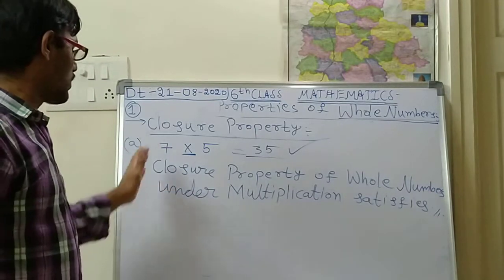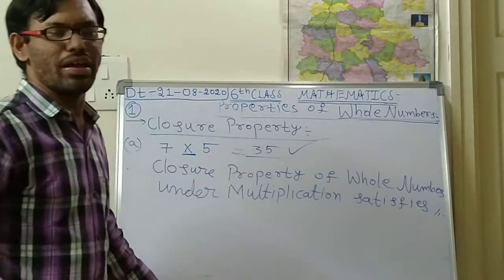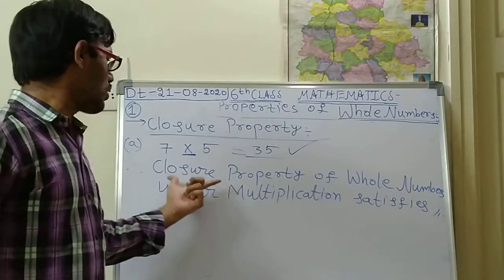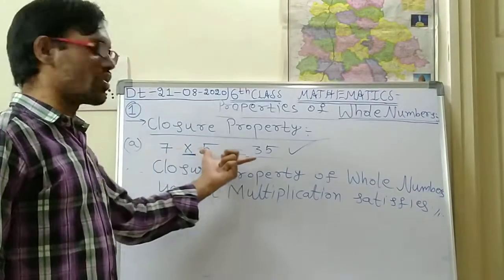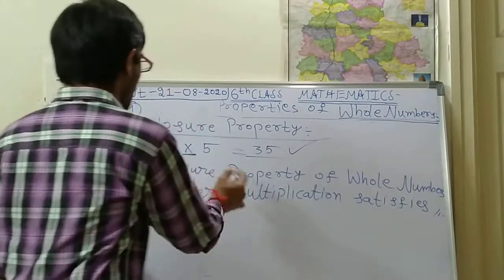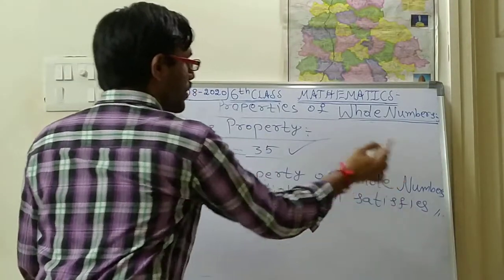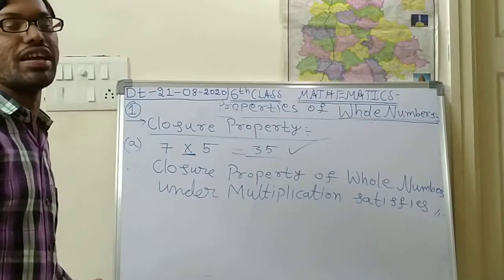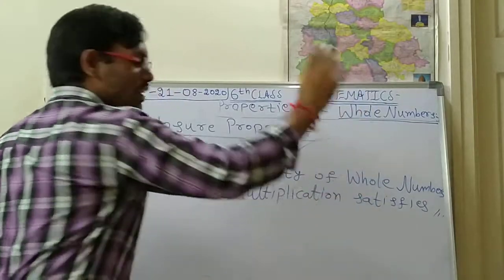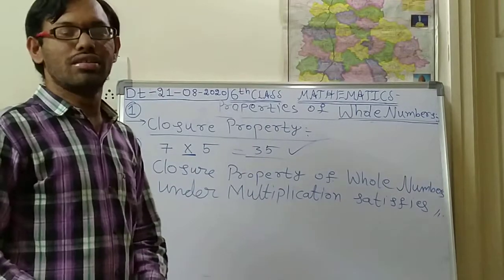For this type of problem you should directly check. If there is addition, you should take the addition. If there is subtraction, you should do the subtraction and write this. If the result is not a whole number, then you have to write: closure property of whole numbers under subtraction does not satisfy. Like that you should write.